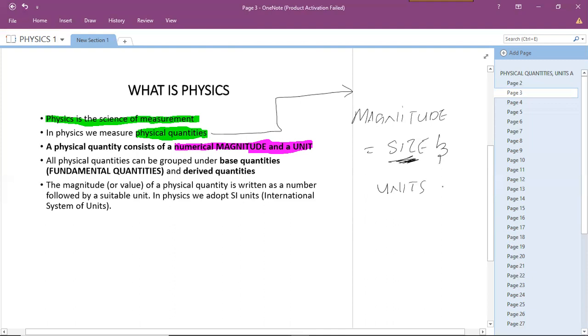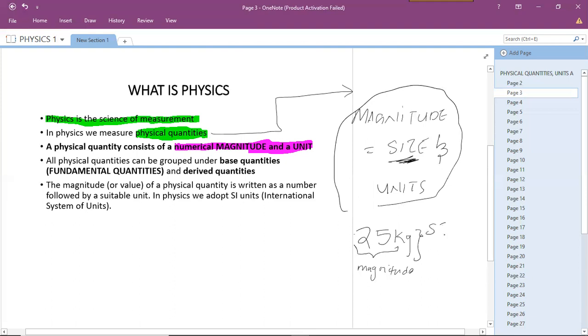If you don't do this in physics, your answer is going to be extremely wrong. If I say 25 kilograms, this 25 here is the magnitude, and the kg will be the international system of units, the standard SI units. So all physical quantities, by the way, mass is a scalar quantity. Let me just say this for now. Mass is a scalar quantity. It means it just has size only.